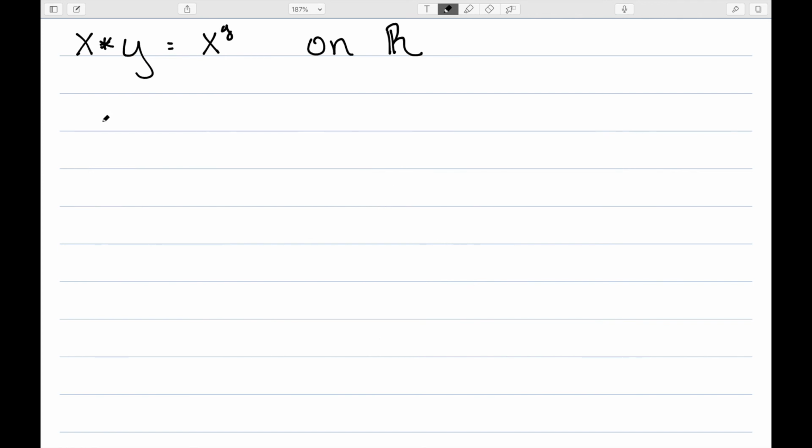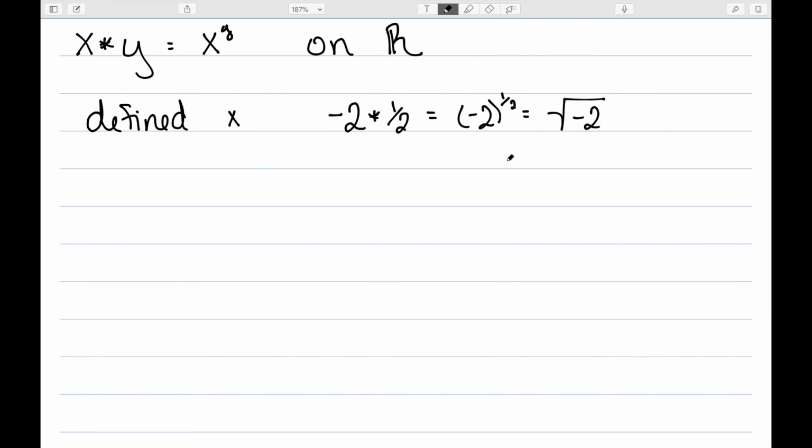What about x star y equal to x to the y, defined on R? So the first question is, is it always defined? Well, no. For instance, -2 star 1/2. This would mean -2 to the 1/2 power, or the square root of -2, which is not a real number. So it is not always defined. Therefore, this is not an operation on the real numbers.